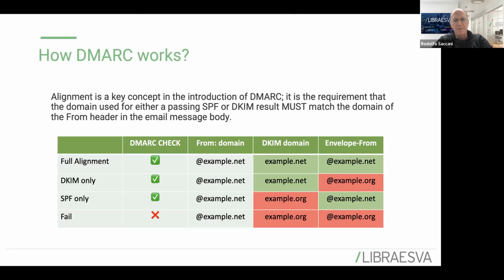Last example, we have a fail. In this case, we have a DKIM signature on a different domain than the header from, and also an SPF validation on a different domain than the header from. So no matter what the DKIM and SPF validation say, it's a different domain, so there is no alignment. In this case, there is a failure, and the published policy is supposed to be applied by the recipient.